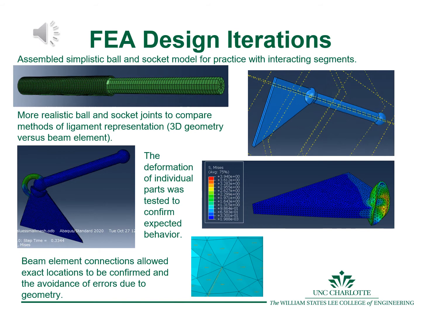Our beginning design iterations are ball and socket joints of increasing complexity. We then added ligaments and spent a large amount of time examining different options for their representation, such as 3D geometries versus beam elements, and how Abaqus would interpret these results. Our final model used 3D geometries to represent the ligaments.